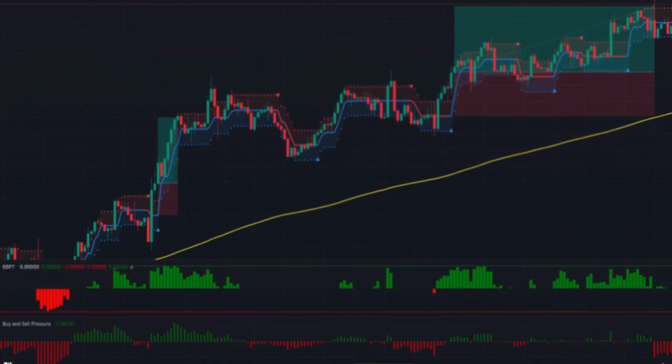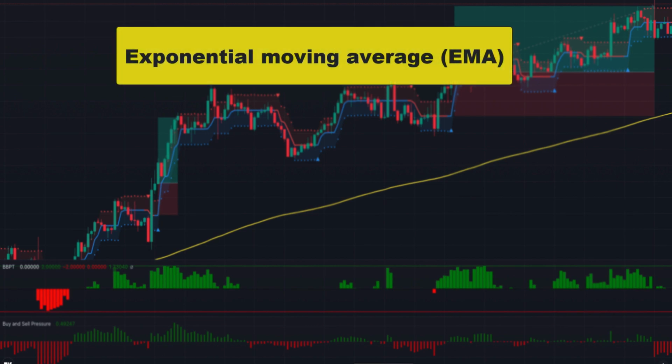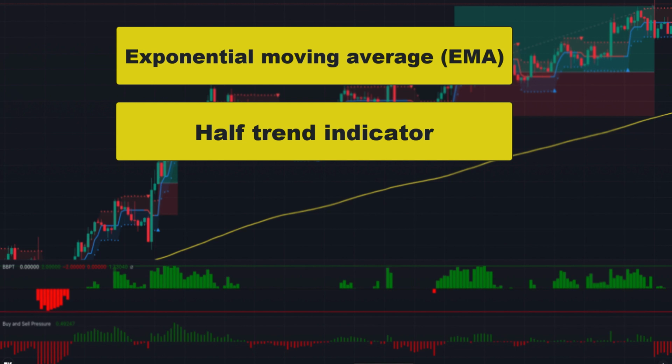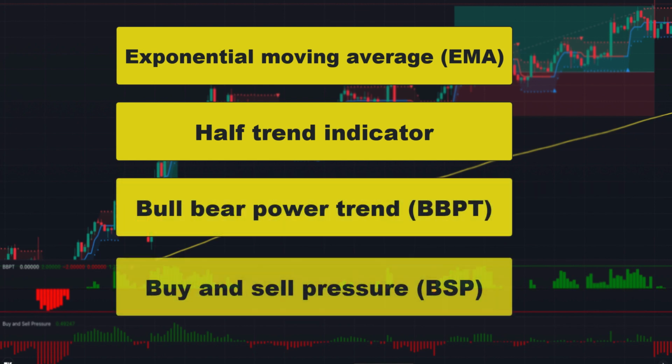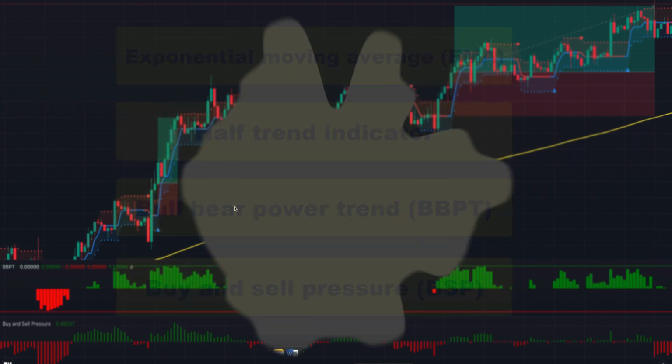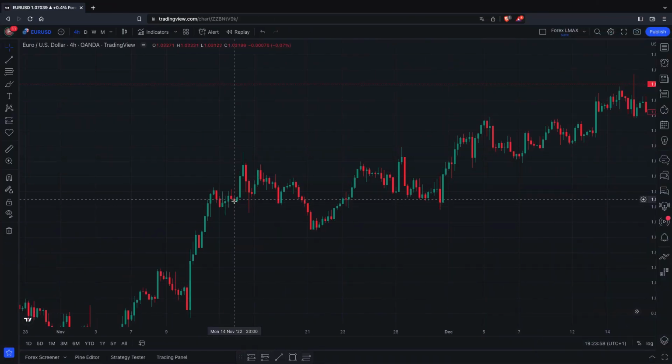These are the indicators that we will use in the strategy. Exponential moving average, EMA. Half trend indicator. Bull-bear power trend, BBPT. Buy and sell pressure, BSP. These are the settings for the indicators.